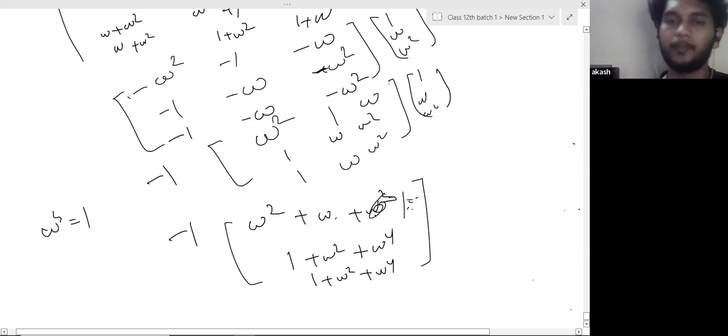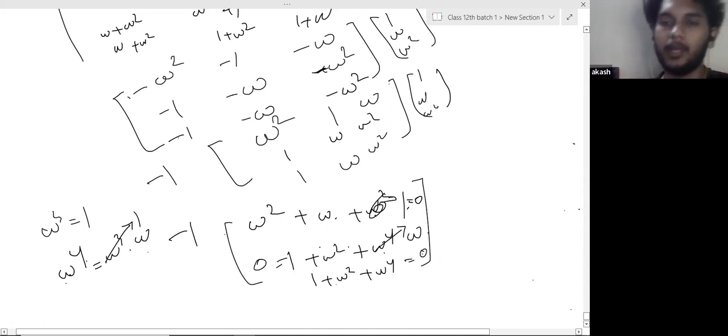So this is 0. Now here, if you look at omega raised to the power 4, we can write omega cube into omega. Omega cube is 1. So omega raised to the power 4 is omega only. Now 1 plus omega square is 0. Same for this one. So minus 1 into 0, 0, 0 is 0, 0, 0. All right.